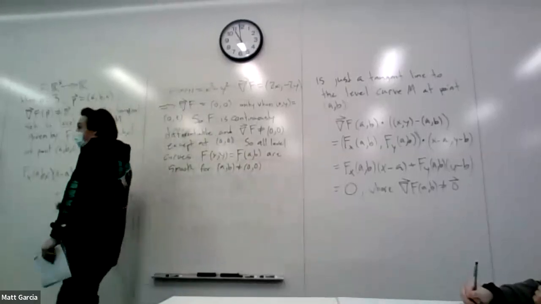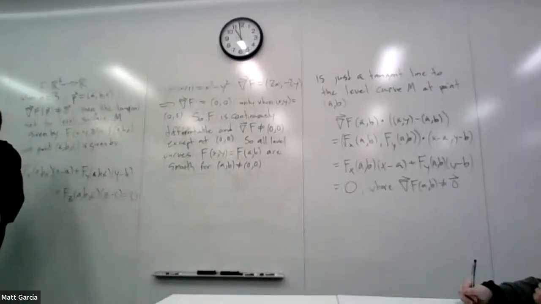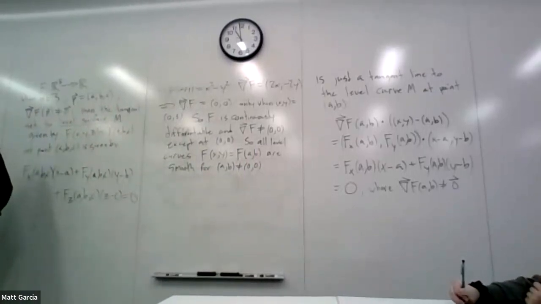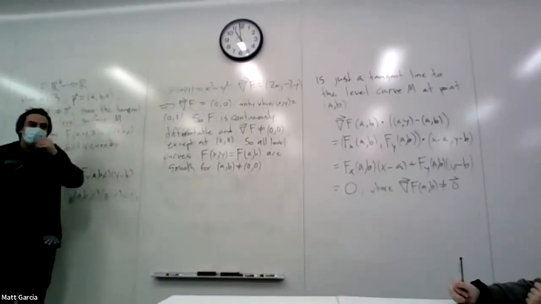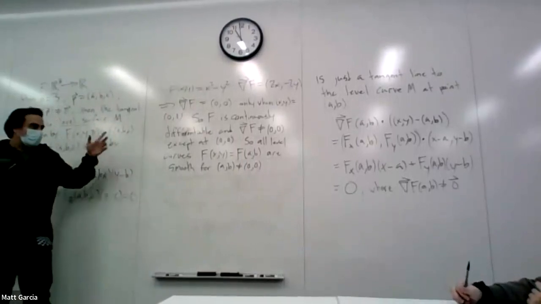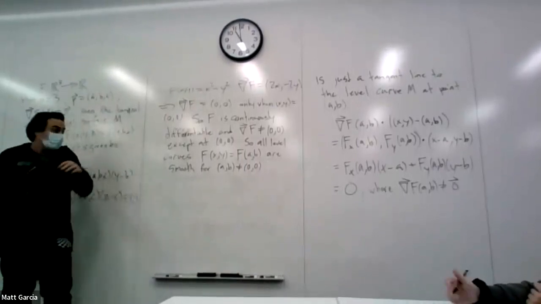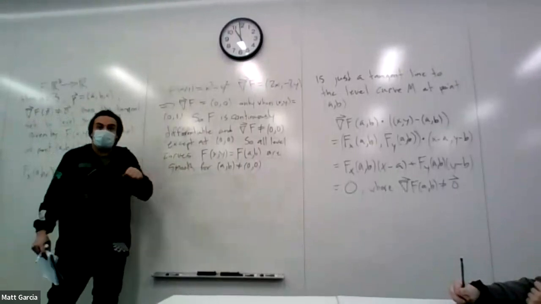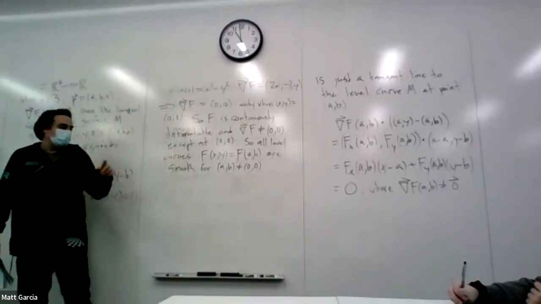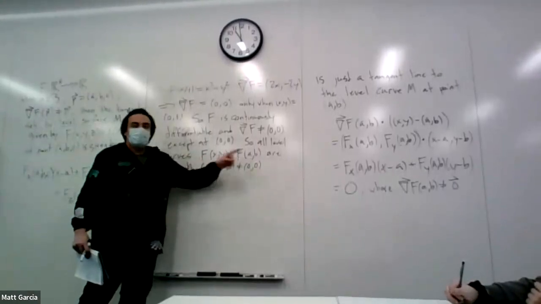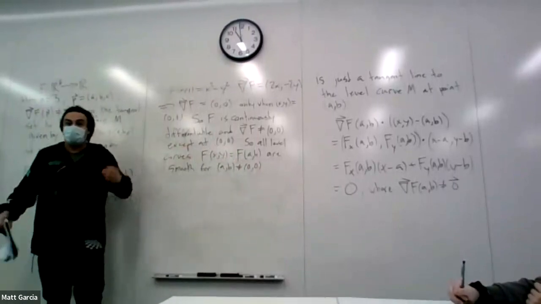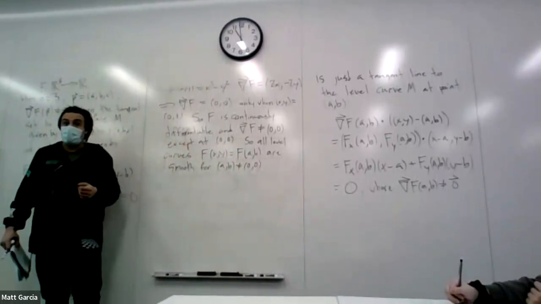I'm saying the same thing over and over again in a different way each time. This is what our theorem says. As long as we're continuously differentiable and our gradient is not 0, then the level curves are smooth for each level curve through a given point where the gradient is not 0.